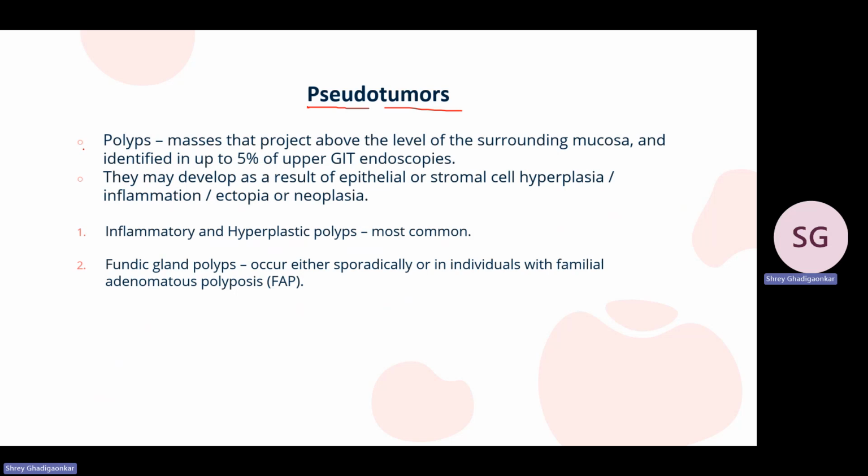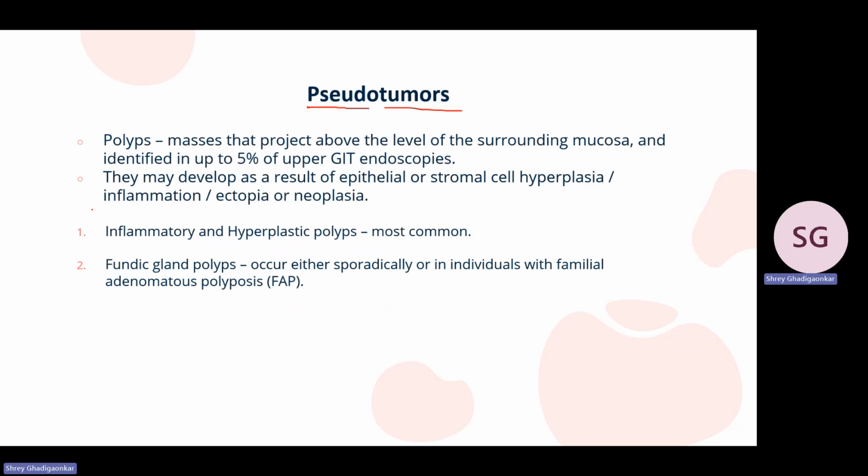One of the most important components in pseudotumors are polyps. Polyps are masses that project above the level of the surrounding mucosa, and they are identified in 5% of upper GIT endoscopies. They may develop as a result of epithelial or stromal cell hyperplasia, inflammation, and/or ectopia or neoplasia, right?